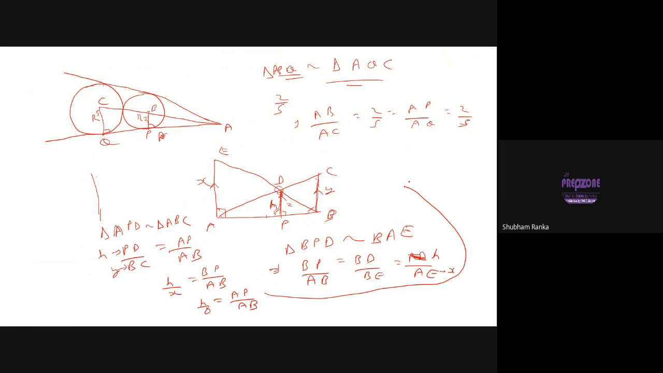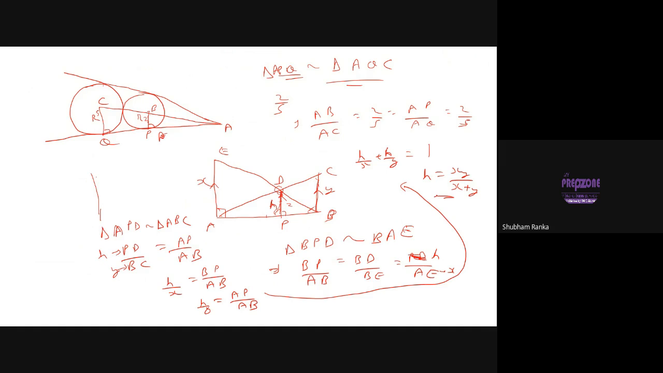Basically, if we add these two, right, H by X plus H by Y will be BP by AB plus AP by AB. BP plus AP is nothing but AB itself, so this is equal to 1 actually, because BP plus AP is equal to AB, and AB by AB is 1. So H by X plus H by Y equal to 1. So basically you can derive H from here will be XY over X plus Y. So this is basically XY upon X plus Y.